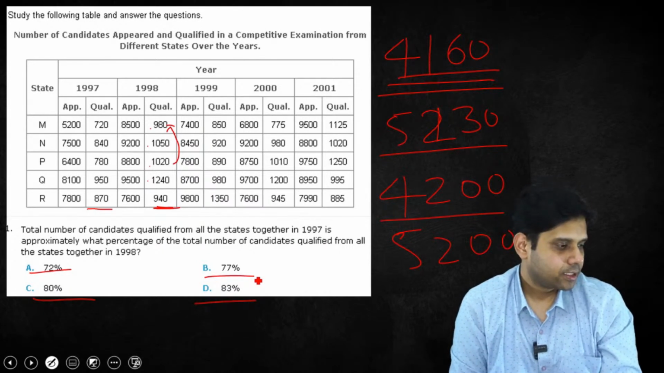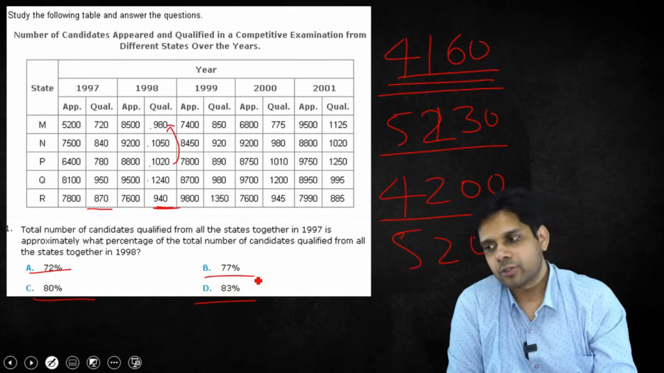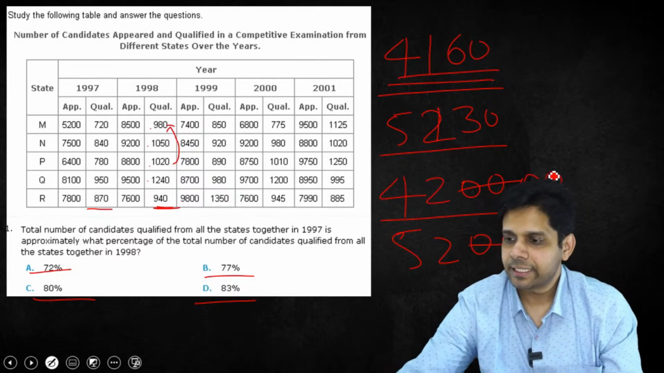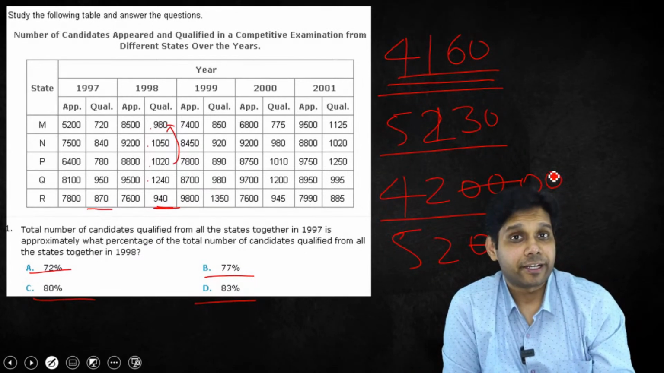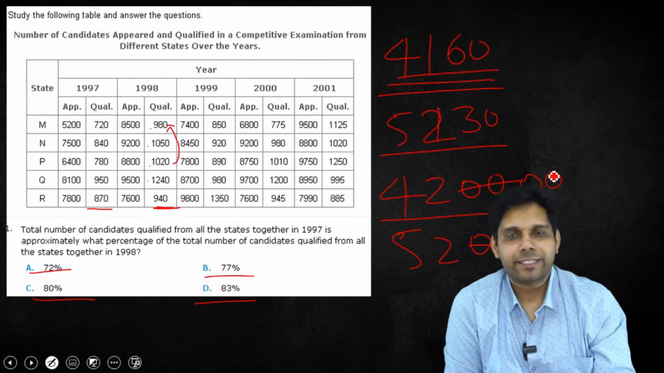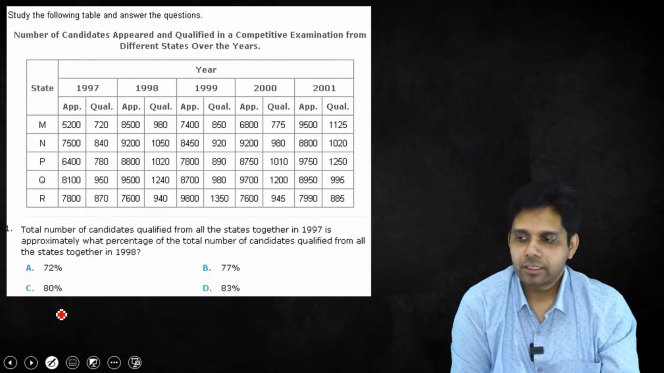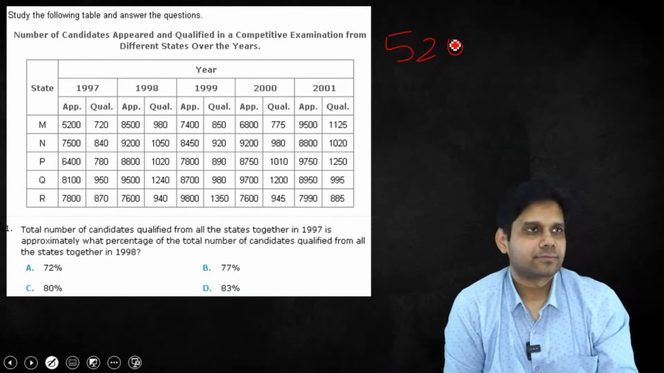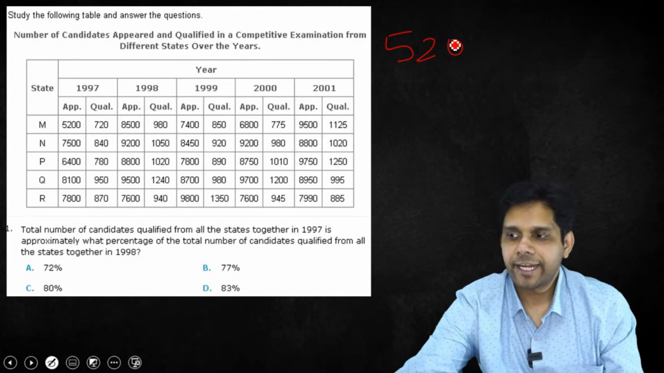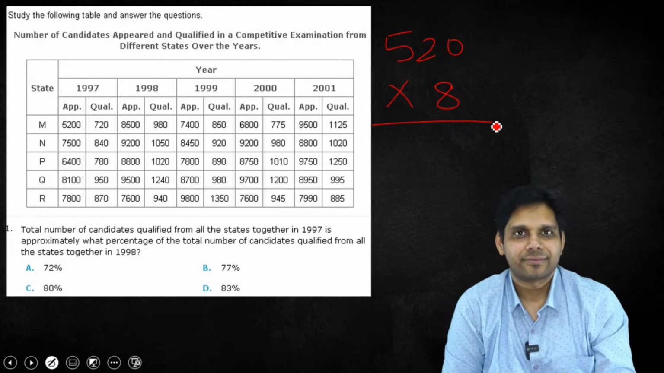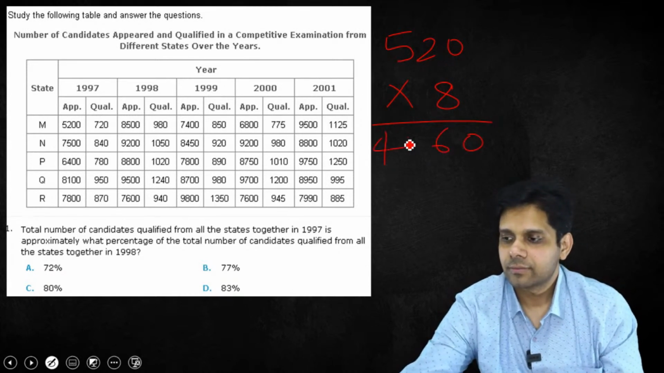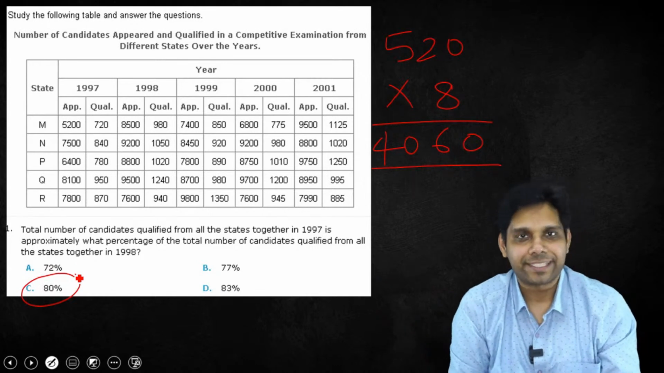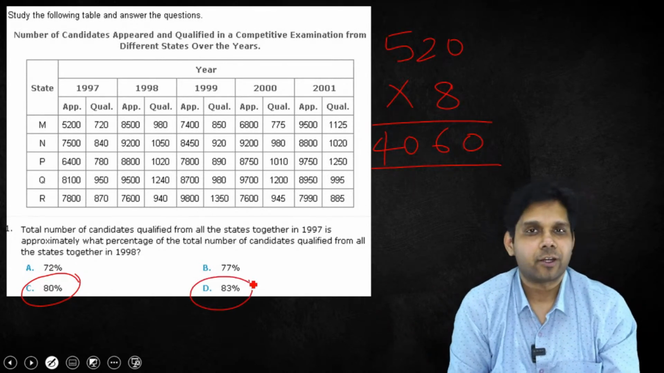Okay, fine. So now 4200 by 5200. So 42 by 52, right? Now what we have to do here is, because it is percentage, things will be different. Now you have to tell me, what is the 10% of 5200? Who will tell me? 520, right? So what will be the 80% multiplied by 8? Which is 4160, right? So the exact number is 4160, which is not the case here. Here it is 4160, so definitely it will be 83%, not 80%. Clear?